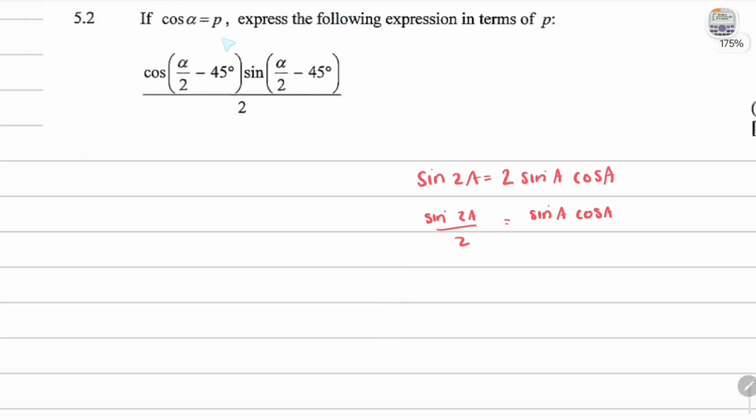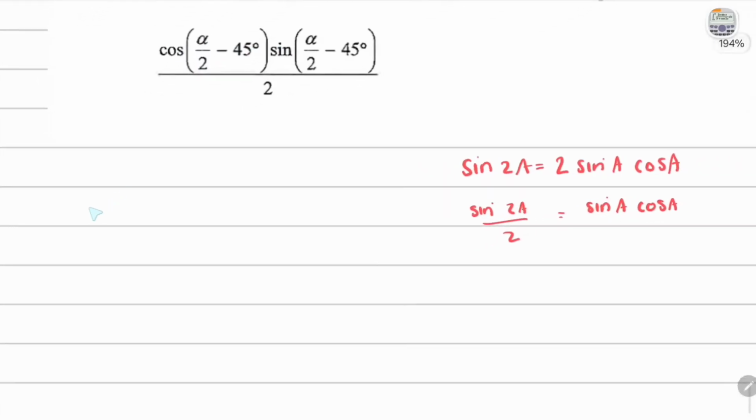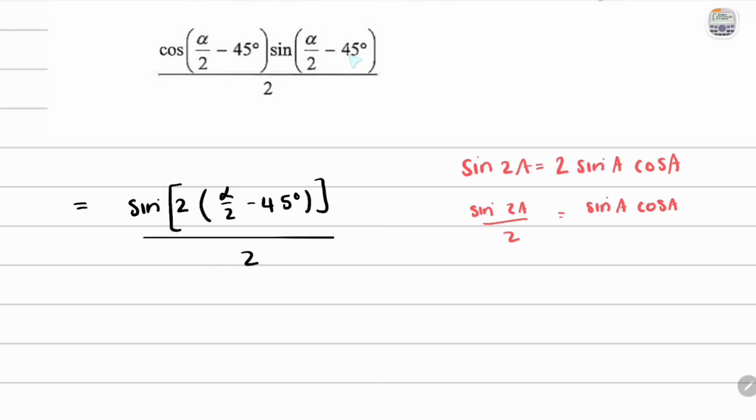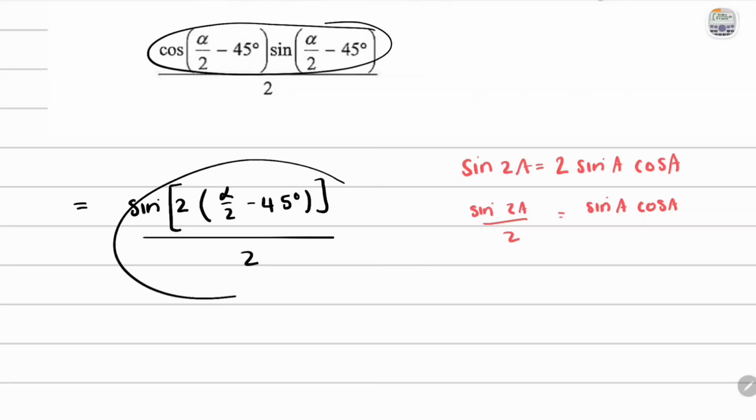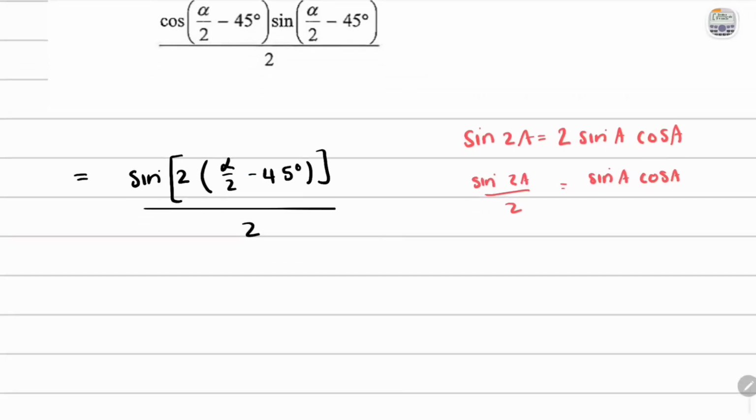So here in place of cos of (alpha over 2 minus 45 degrees) sine of (alpha over 2 minus 45 degrees), we can say that that is just equal to sine 2, and then our A is the angle that was repeated. So that's sine 2 times (alpha over 2 minus 45 degrees), and that goes over 2. Now we still have that. So this is just this part, and then we're still dividing by 2. So we can divide by 2 like this instead.